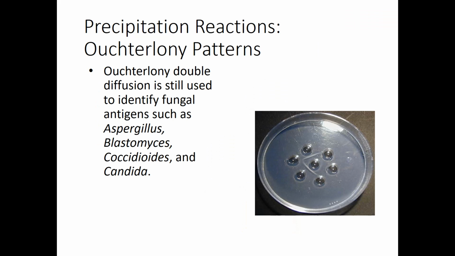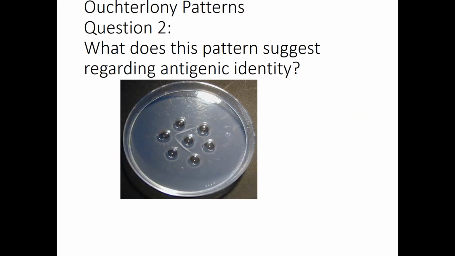So if we look at the Ouchterlony technique, believe it or not, we still do use this. It's used to identify things like fungal antigens, such as Aspergillus, Blastomyces, Coccidioides, and Candida species. And it's actually put in use still.